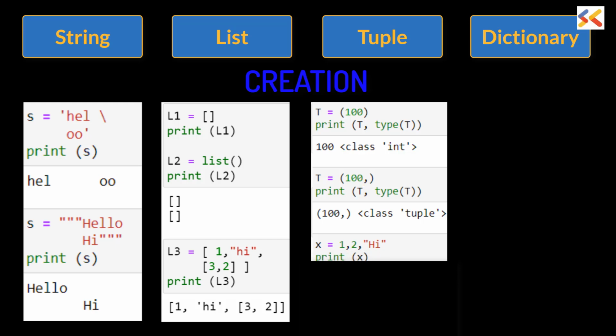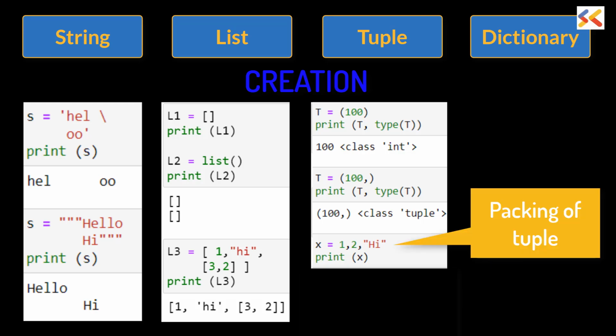Another interesting way to create a tuple is to just assign multiple values separated by comma to a single variable. This is also called packing of tuple. Python packs multiple values into a tuple and then assigns it to the variable.